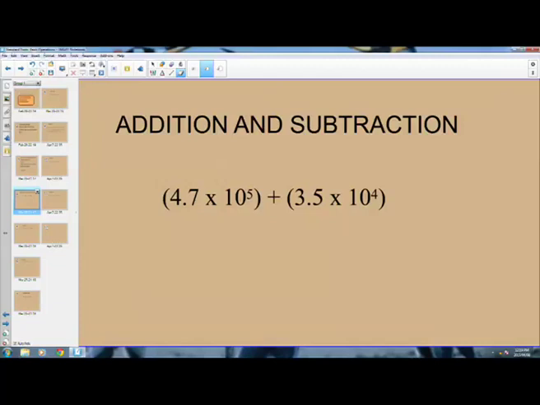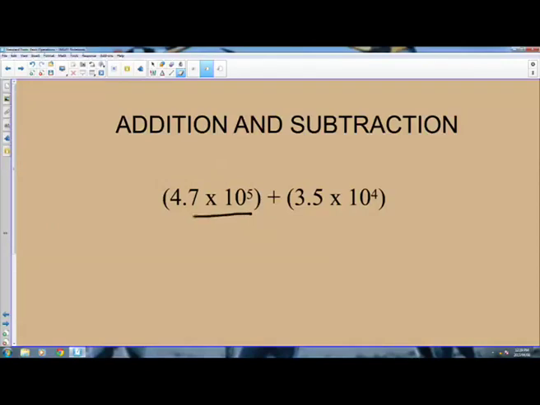It says 4.7 times 10 to the power 5 plus 3.5 times 10 to the power 4. So we can see 4.7 times 10 to the power 5 is in standard form, and 3.5 times 10 to the power 4 is also in standard form. But then we are to add them. So how do you work this one out?